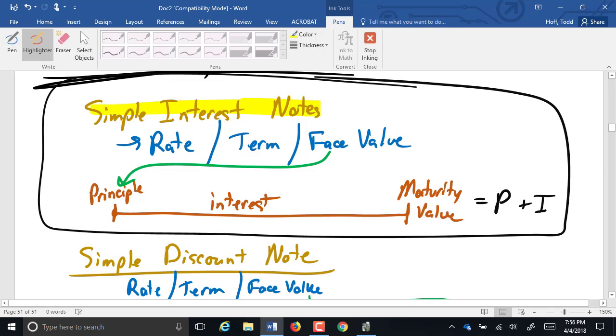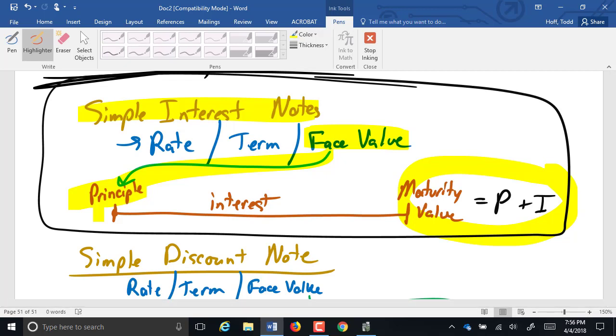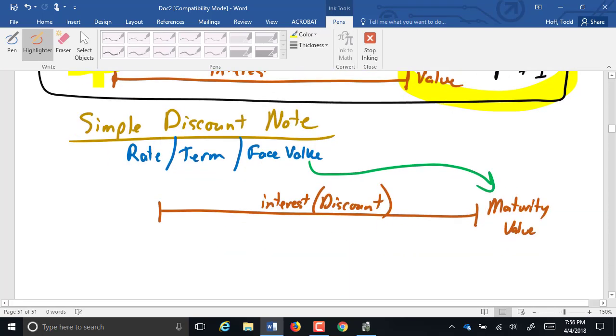Up here in that simple interest note, if you are taking out a $5,000 note, that's a $5,000 face value, that means you get $5,000. And at the end of some length of time, you pay back $5,000 plus interest. Make sense? Down here for a discount note, if you take out a $5,000 note, that means you're going to pay back $5,000. The face value of the note is how much you're going to repay at the end.